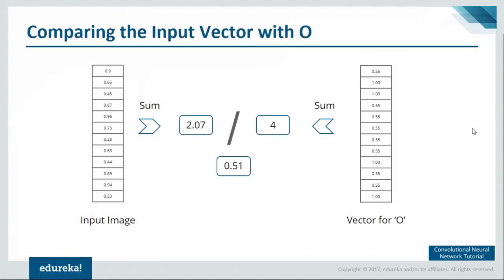Now when I do the same process for O, in O, if you notice, I have the second, third, ninth and 12th element vector values as high. So when I sum these values, I get 4. And when I do the sum of the corresponding values in my input image, I've got 2.07. When I divide that by 4, I got 0.51.